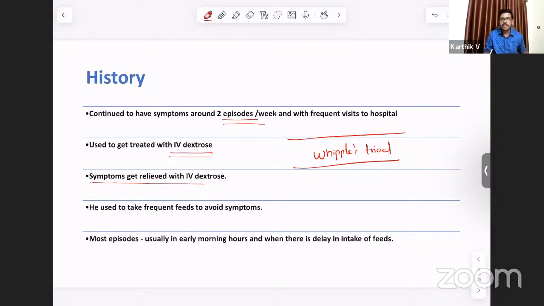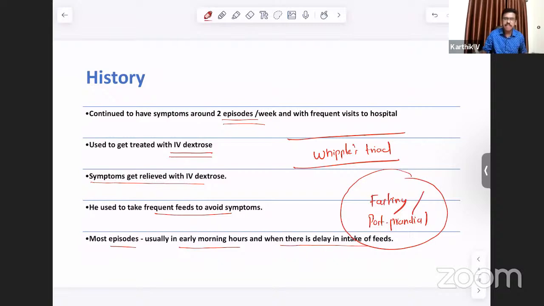So in order to avoid these symptoms, this man used to take frequent feeds because he was attributing everything to low blood glucose. Most episodes usually occur in the early morning hours when there is a delay in intake of feeds. So when you suspect a hypoglycemic disorder, you want to get from the history whether the symptoms are predominantly fasting or postprandial. Fasting or postprandial. Why is it important?